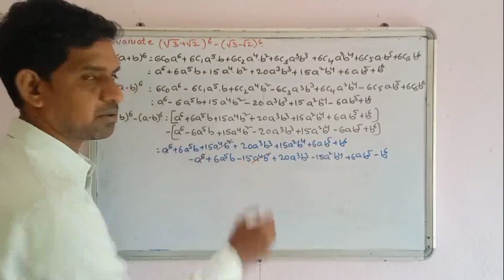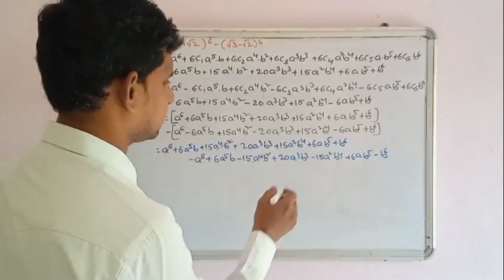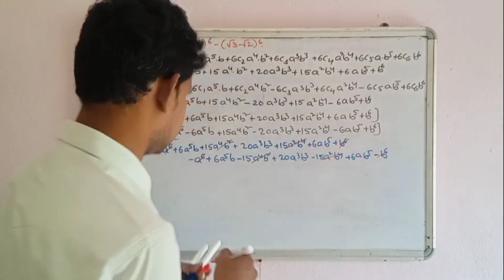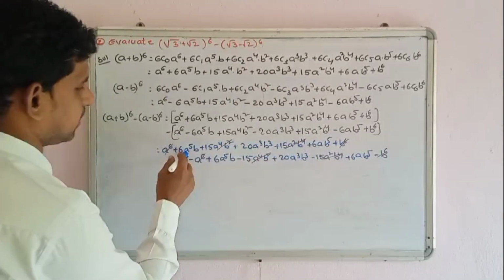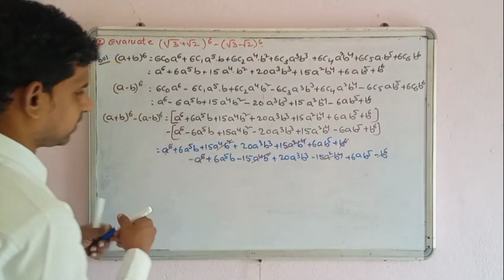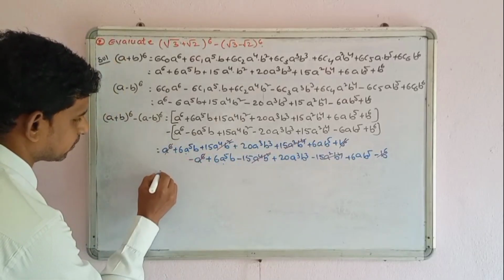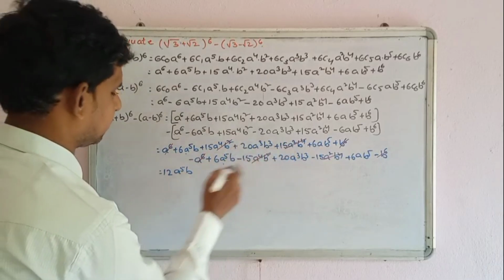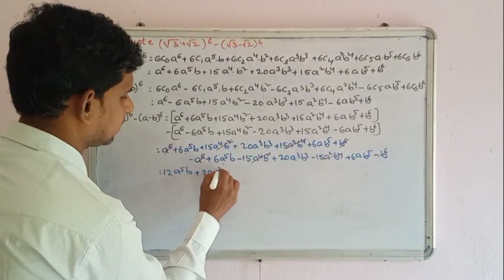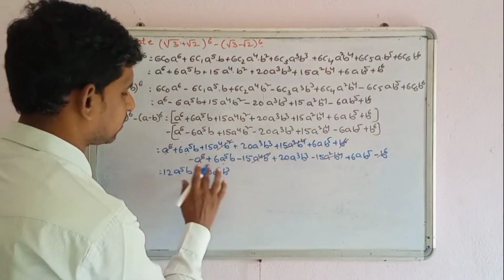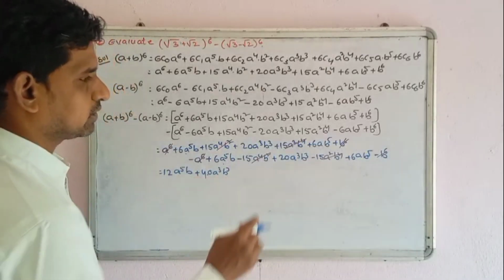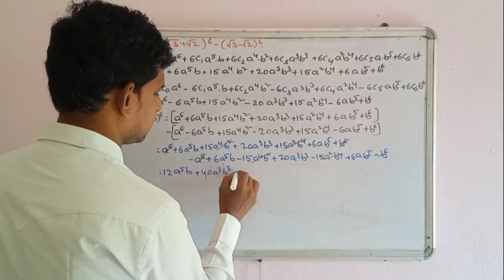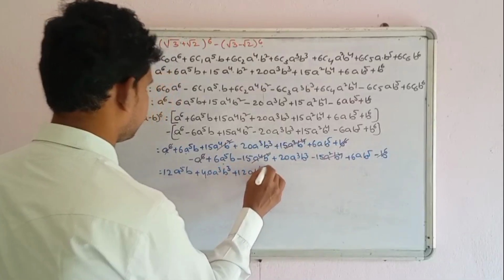15 a power 4 b square, 15 a power 4 b square cancelled. Next, 15 a square b power 4, 15 a square b power 4 cancel. b power 6, b power 6 cancel. Now 6 a power 5 b and 6 a power 5 b, so these two give 12 a power 5 b. Next, 20 a cube b cube plus 20 a cube b cube, total 40 a cube b cube. Next 6 a b power 5 and 6 a b power 5, so 12 a b power 5.